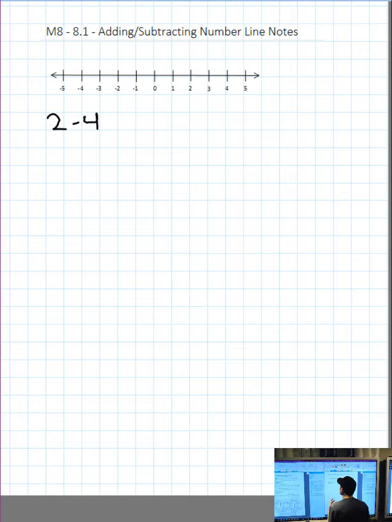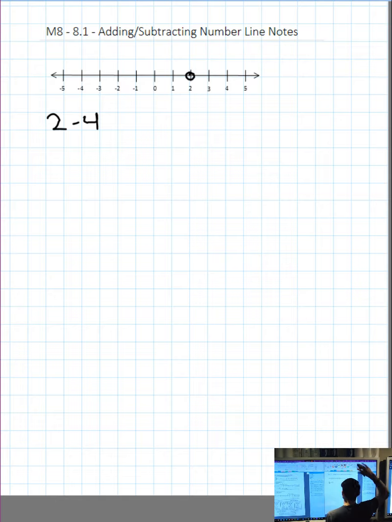So the way we're going to do 2 minus 4, as you can see in the notes, we're going to start with the first number. The first number is 2. I'm going to circle that number on the number line. We're starting at 2. The first number is where we start.